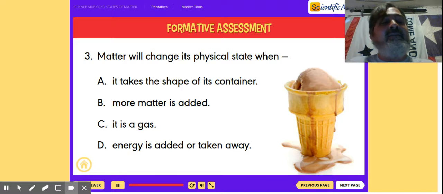If you add enough energy to any solid, it's eventually going to become a liquid and then a gas. If you take away enough energy from any gas, it's going to eventually become a liquid. Then, if you take away more energy, it's going to be a solid again.